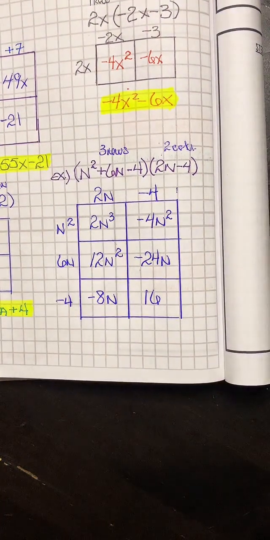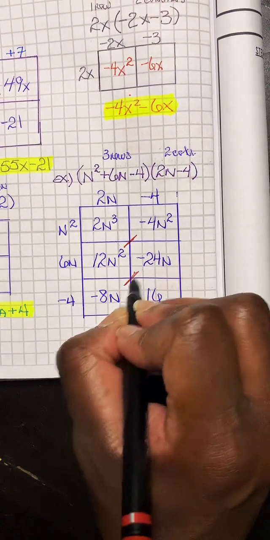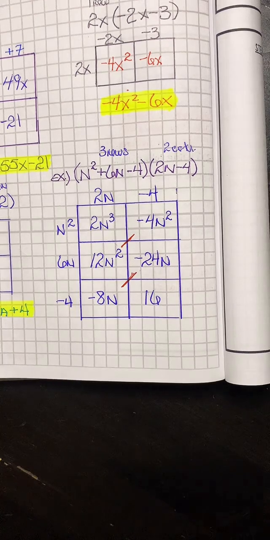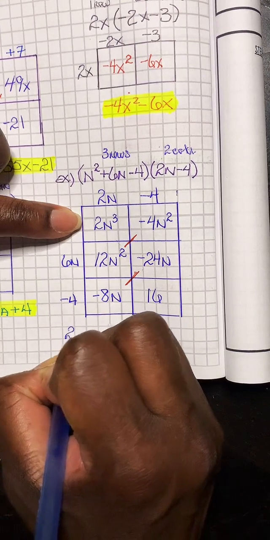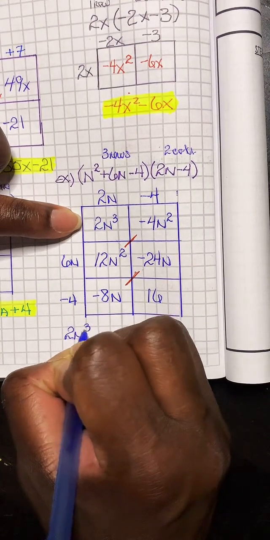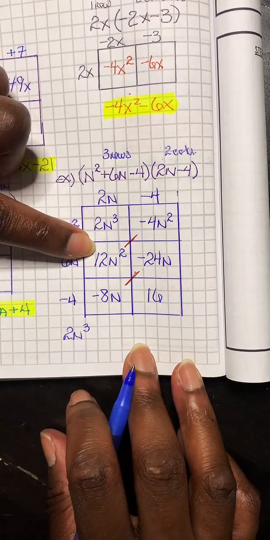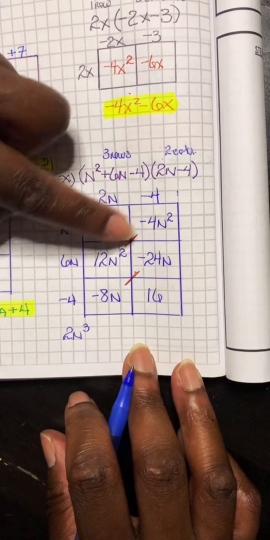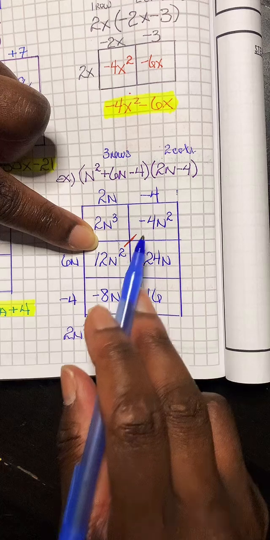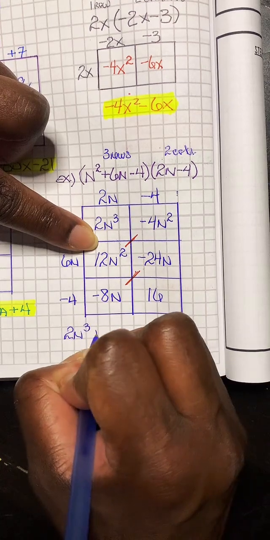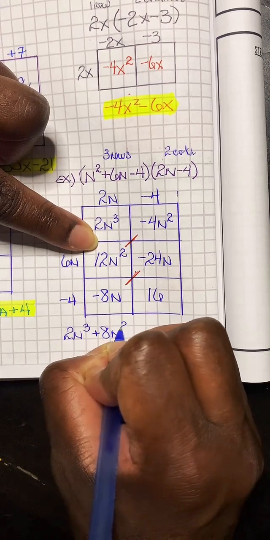So, right here on my diagonals, like terms. Starting with my highest degree, we have our 2n cubed. So we have negative 4 and 12. When we add them, we're really subtracting because they're opposite signs. So it's really saying 12 minus 4, which gives me a positive 8. And bring down the n squared.